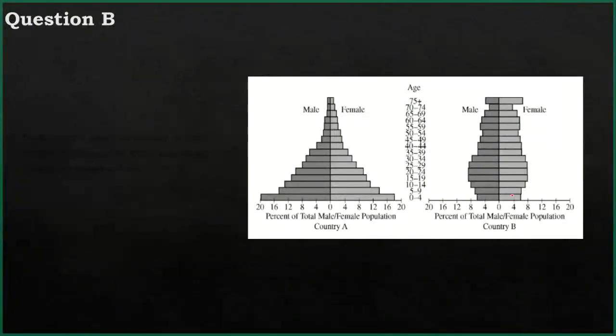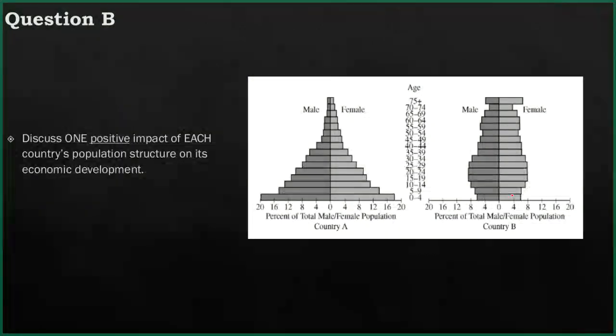Now we're going to move on to question B. Our question is asking us to discuss, so discuss would be our command verb. And then it says 1, so we only need to do one thing. Discuss one positive impact of each. So make sure you talk about both. One positive impact of each country's population structure on its economic development.